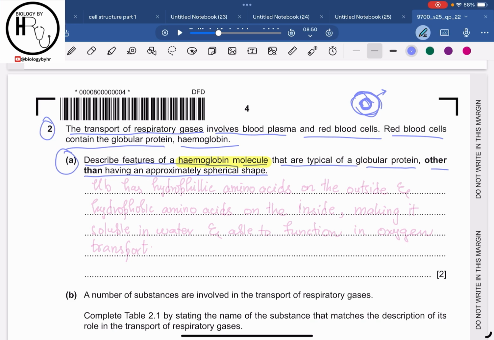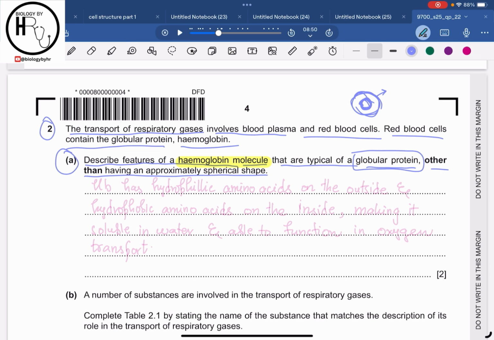And as the haemoglobin molecule circulates in the blood plasma, only then can it deliver and transport the oxygen throughout the body. Also, unlike the fibrous proteins, one is the globular protein, right, and the other one is the fibrous protein. Unlike the fibrous proteins, globular proteins have metabolic roles in the body as well. For example, haemoglobin is a globular protein, so it has a role in the transport of oxygen and the carbon dioxide, right? So yes, this is the explanation for this part.